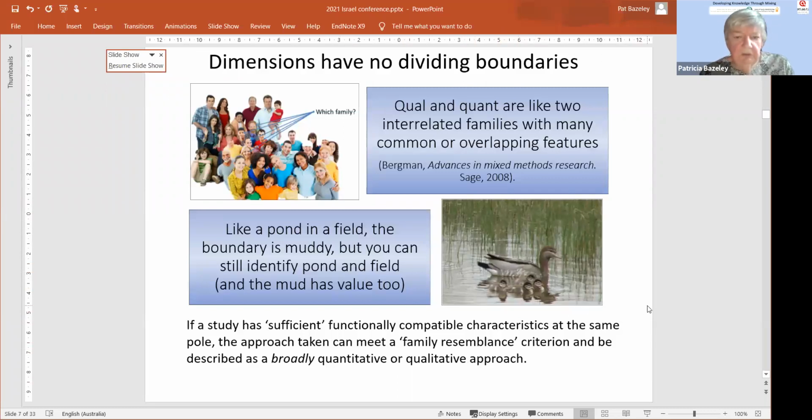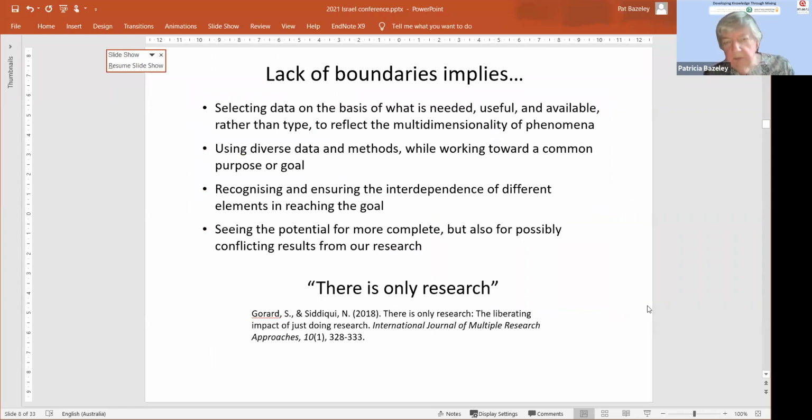So I don't completely dismiss the use of qualitative and quantitative as terms, but I apply them to just broad approaches rather than anything more definitive than that. The lack of clear boundaries between them, and they are very, very unclear, implies that when we're thinking about data, it's best to think about selecting data on the basis of what's needed rather than type. I'd argue also what's accessible.